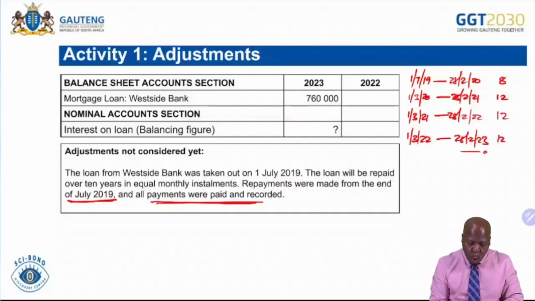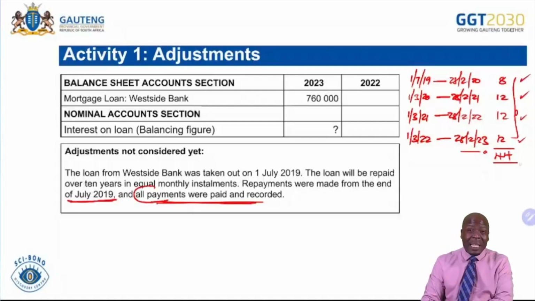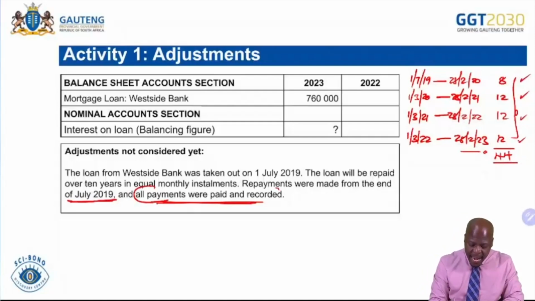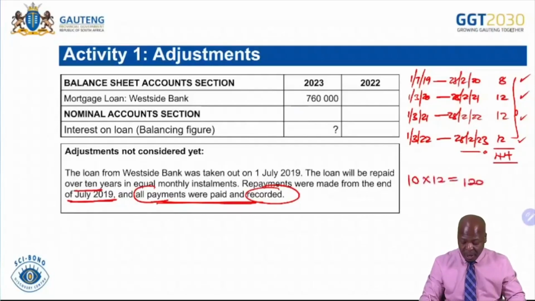So this February is now. And we are told that all payments, including this month of February, have been made. So in total, how many payments have we made? It's 12 plus 12 plus 12 plus 8. Quickly, that gives you 44 months. So 44 months have been paid and recorded. It therefore means if the loan was taken over 10 years, and each year has how many months? 12 months. The loan was supposed to be paid over 120 months. But so far we have paid it for 44 months.